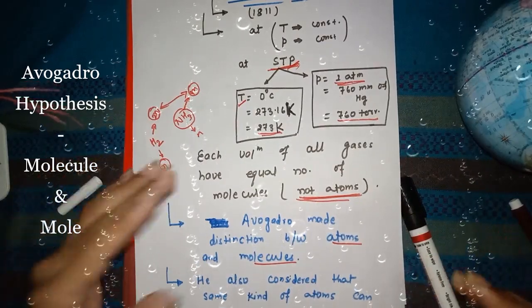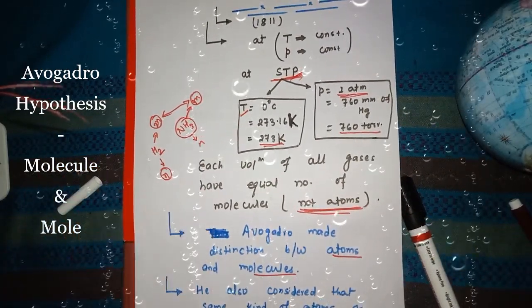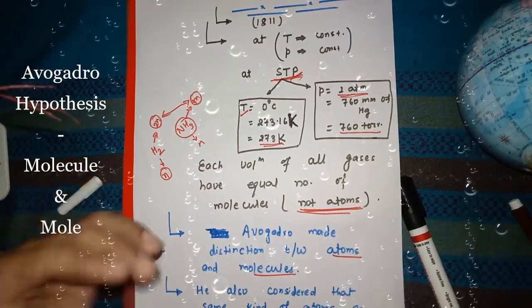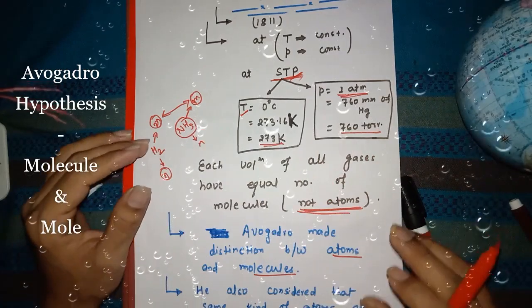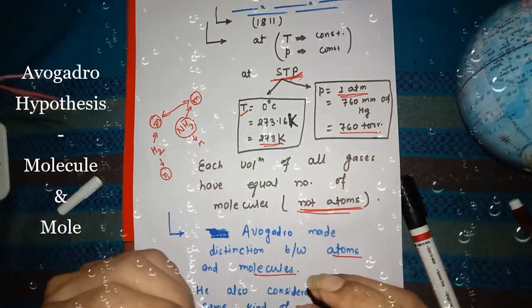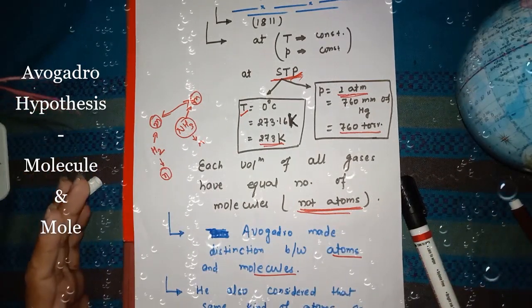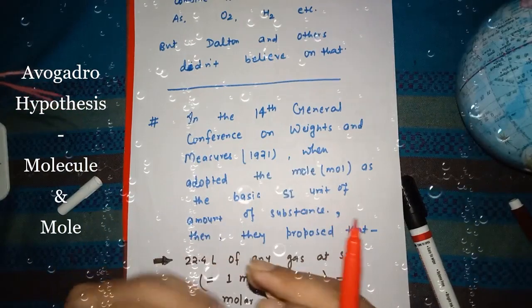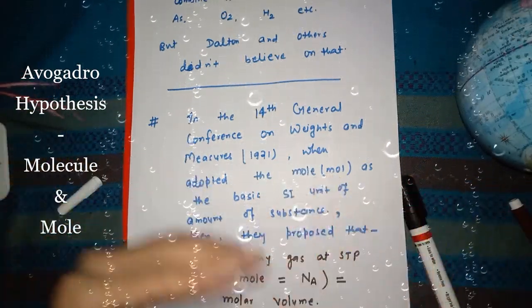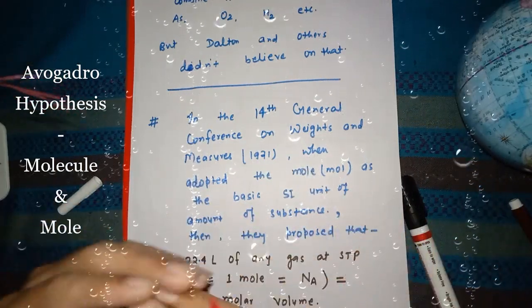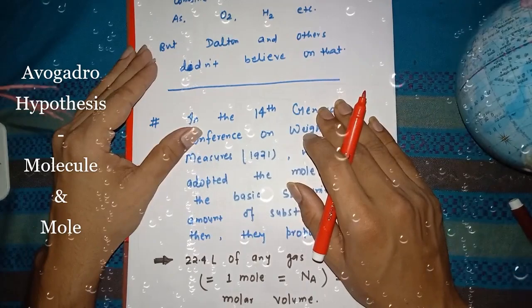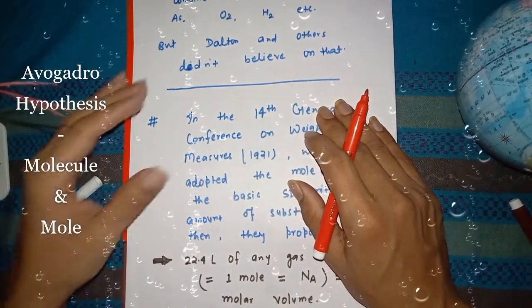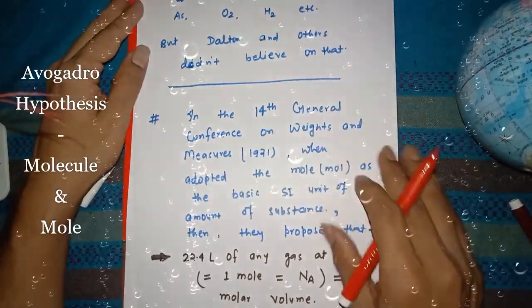very important law. He also considered that the same kind of atoms can combine with each other. Even Dalton and others did not believe that the same kind of atoms can combine to produce a new kind of molecule. They believed that the same kind of thing cannot combine. But Avogadro showed that they can combine, and we already know that O2, H2, N2, these kinds of molecules must be formed from atoms. Like the oxygen O2 molecule is formed by oxygen atoms, and the N2 molecule is formed by nitrogen atoms, and so on. So Avogadro was a very important scientist in the history of chemistry.